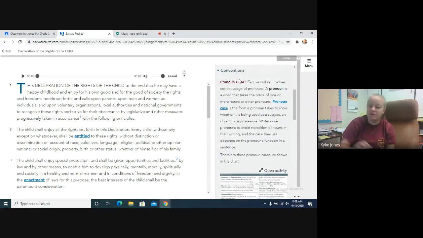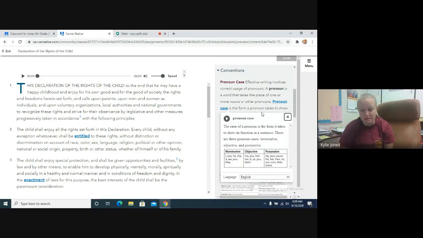So it says, pronoun case. Effective writing involves correct usage of pronouns. A pronoun is a word that takes the place of one or more nouns or other pronouns. Pronoun case is the form a pronoun takes to show whether it is being used as a subject, an object, or a possessive. So this is highlighted, so I'm going to click on it and let's look at that. We have a lot of different pronouns listed there. It says the case of a pronoun is the form it takes to show its function in a sentence.